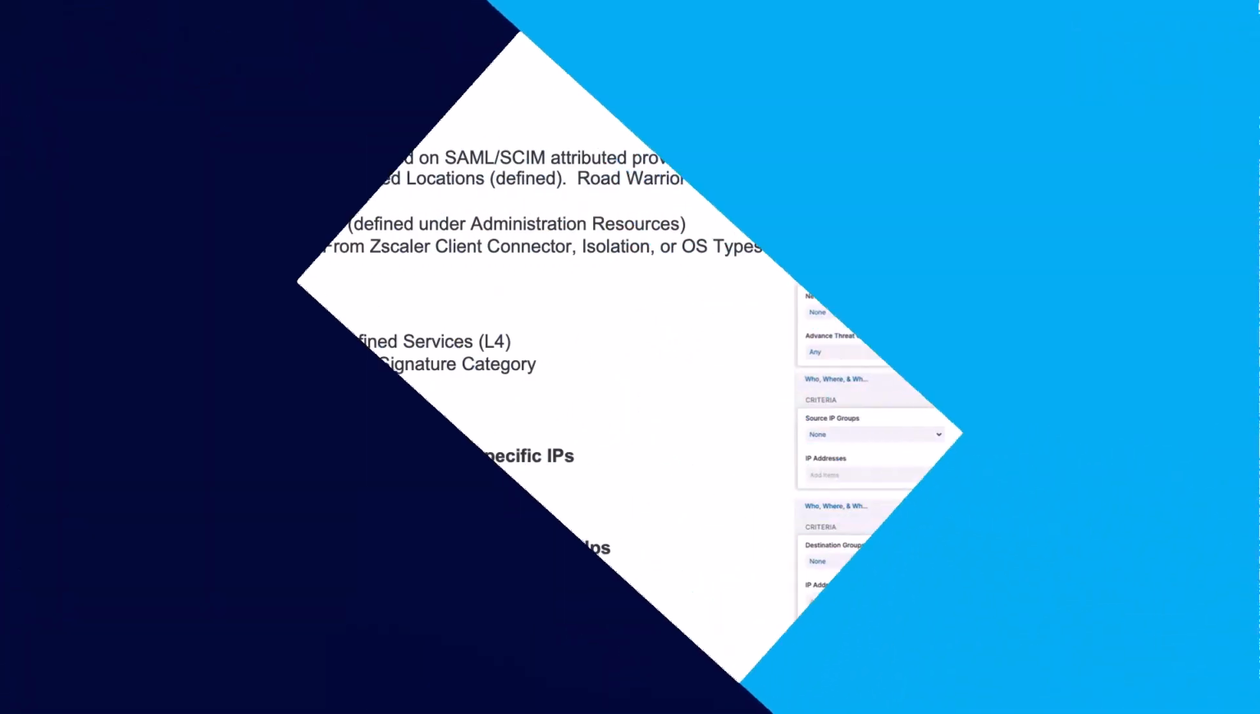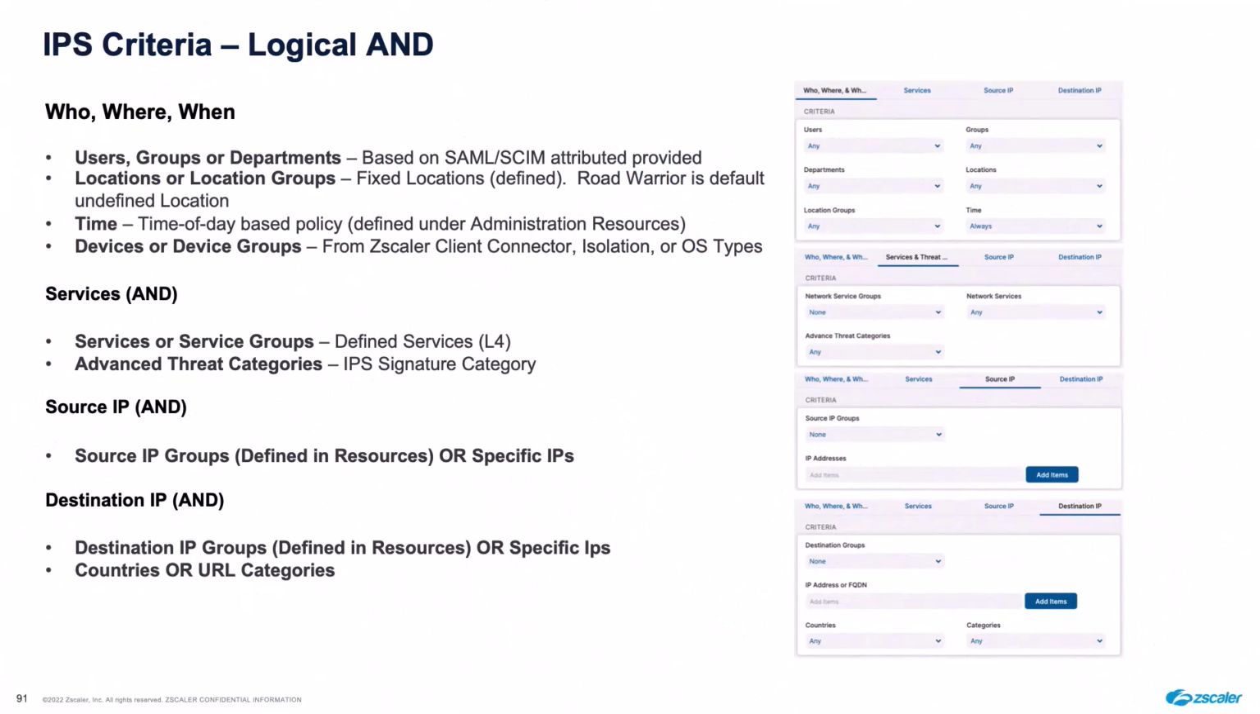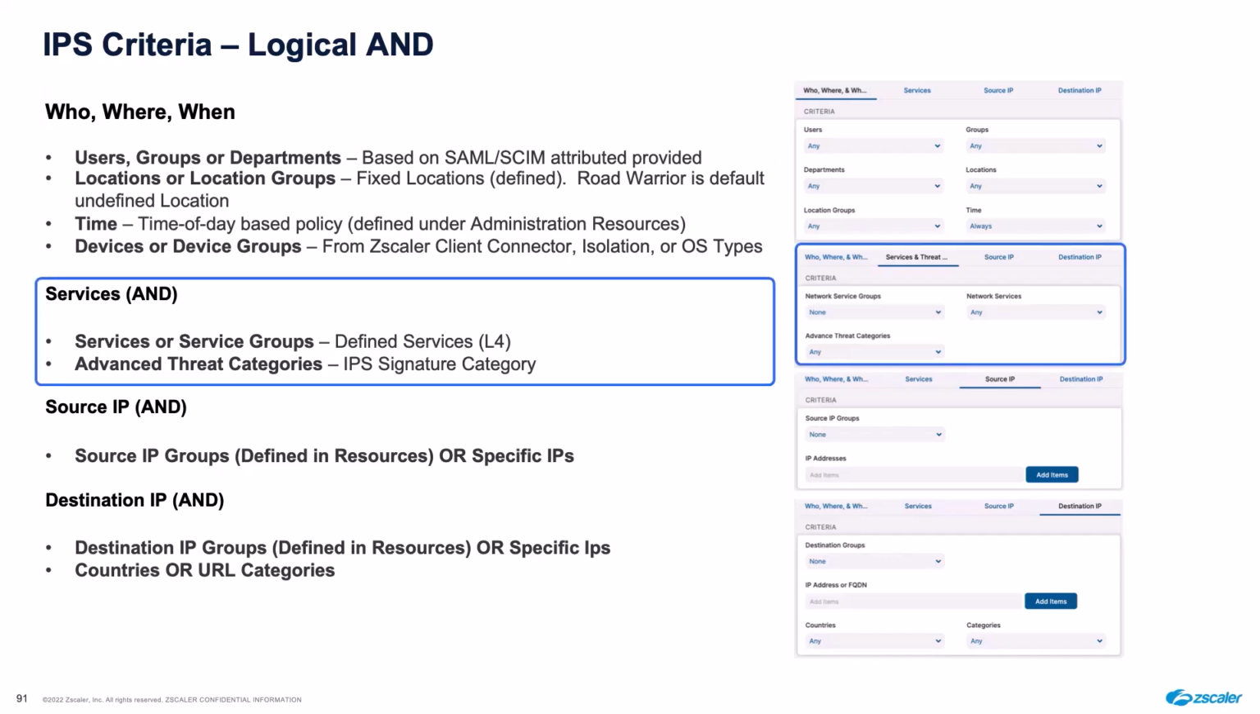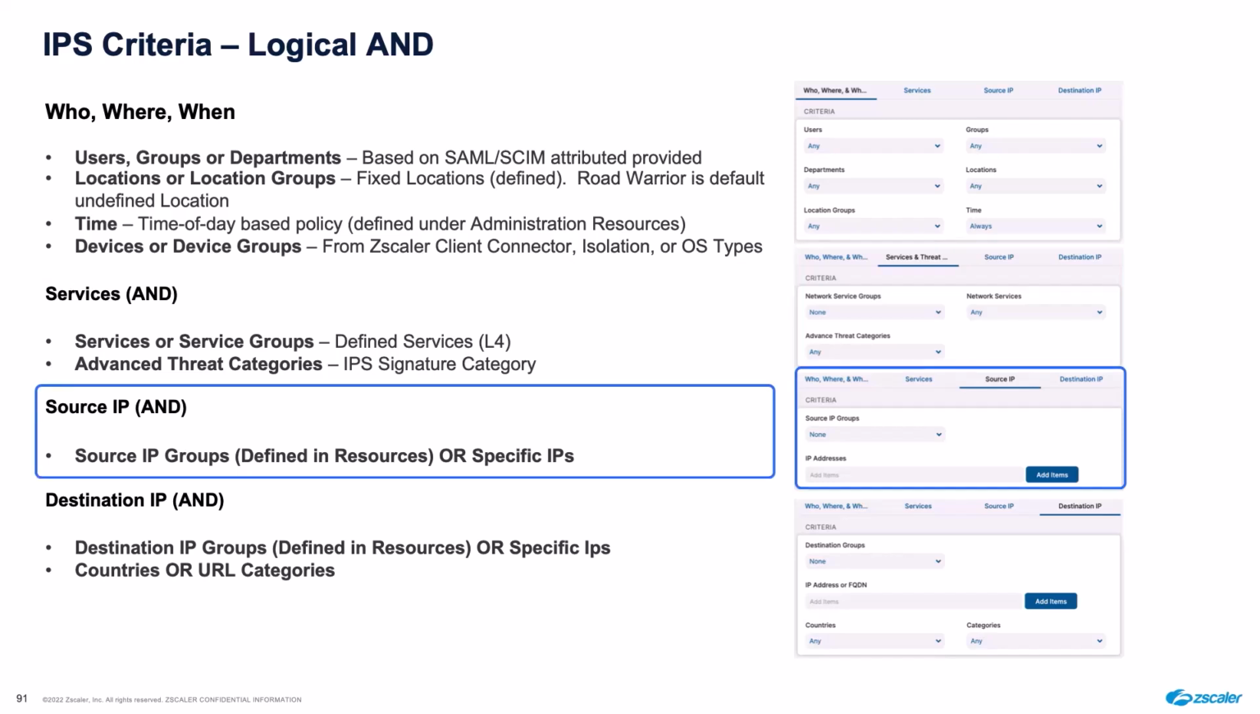If we look at the IPS criteria for the intrusion prevention system, we're going to again apply policy based on user, group, department from the SAML and SCIM attributes, the locations or location groups from those definitions within the resources, the time of day based policy from the resources section, and the device or device groups from Client Connector, isolation, or those operating system types. There's then a logical AND with the services, so the layer 4 services, and the advanced threat categories, which are the IPS signature categories.